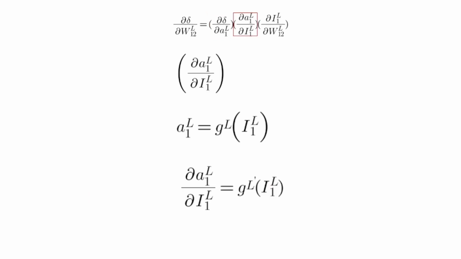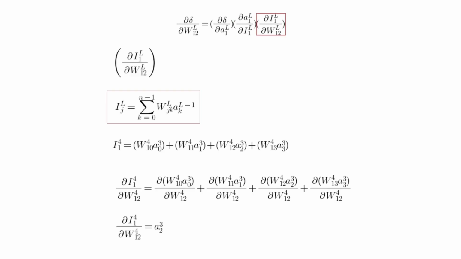Moving on to the second term in our equation, we have the derivative of our activation function with respect to the input to our node. We know that the activation output of node 1 in layer L is equal to the output of the activation function in layer L, with the input of node 1 in layer L passed to it. This means that the derivative of our activation output with respect to the input will simply be g prime with the input passed to it, meaning it will be the derivative of whichever activation function we'll be using for our layer.